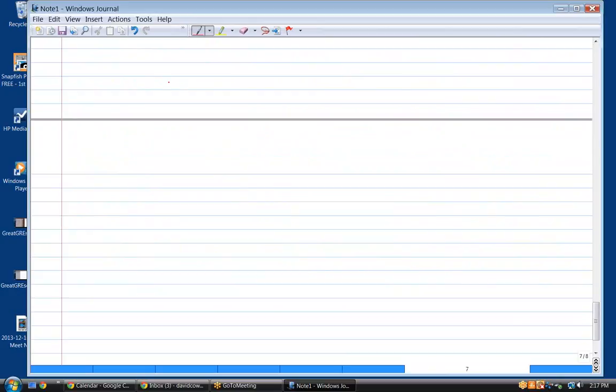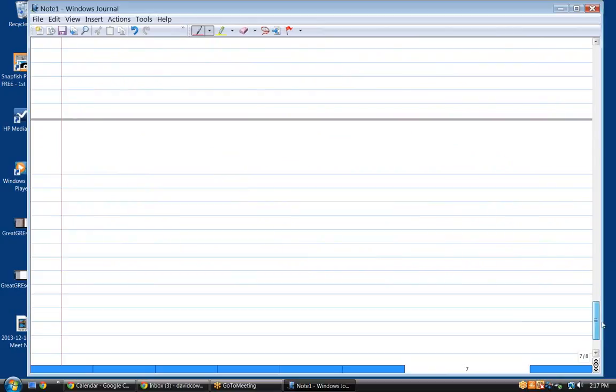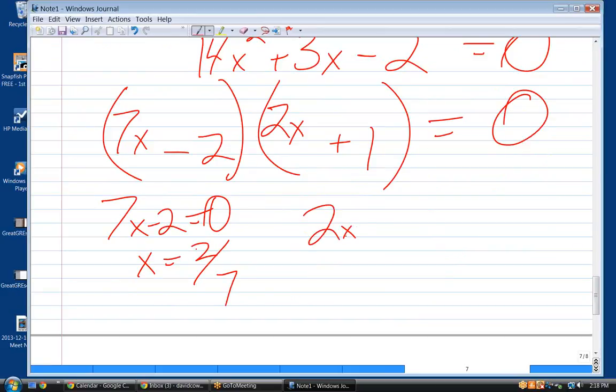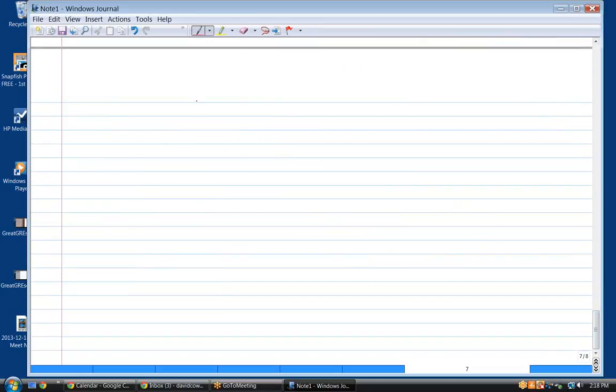But to solve like the other one, just plug in 0. Well, you set each one equal to 0. In other words, 7x minus 2 equals 0, which means x equals 2/7, or 2x plus 1 equals 0, which means x equals minus 1/2. Okay. All right. So the next one.